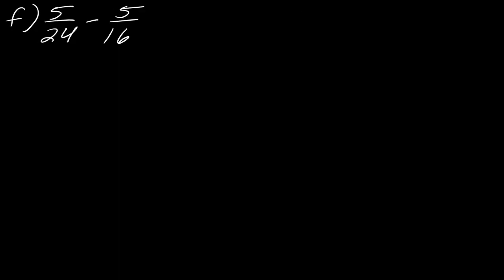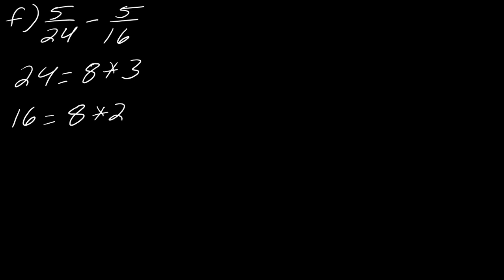Okay, so moving on. Now I've got 5 over 24 minus 5 over 16. What is the largest number that divides into 24 and 16? Oh, not 4, it'd be 8. My bad. So 24 is 8 times 3, and 16 is 8 times 2. Remember, if you don't choose the largest number, it's not the end of the world. You just give yourself larger numbers to work with, and you'll have to simplify at the end. But ideally, if you can realize that there's a bigger number, you should choose it.